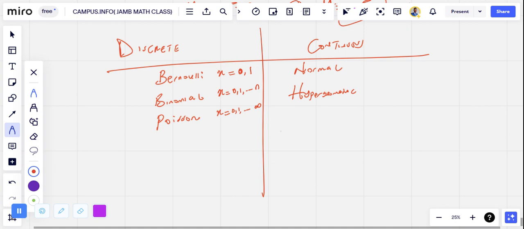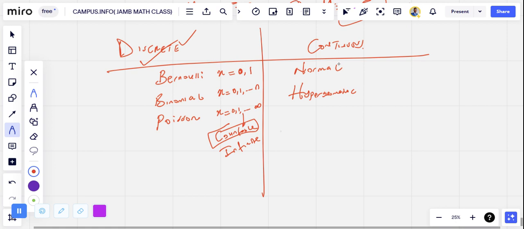So it's countable. Anything that is countable, we call it discrete. Anything that is uncountable, we call it continuous. Okay, so as far as this is 0 to infinity, I can keep counting. It's just that I don't want to stop. Okay, so we always call this particular condition countably infinite. All right, so as far as the word countable is still there, you still call it discrete.